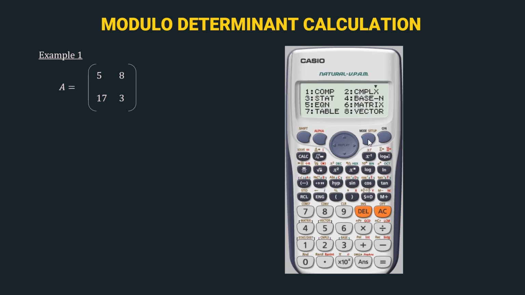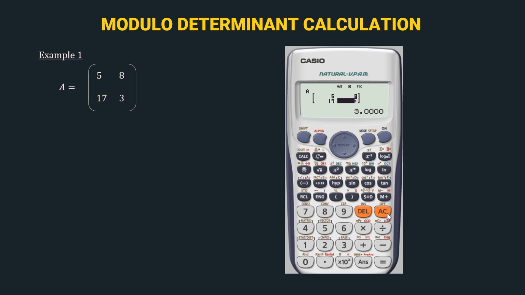We'll be using the matrix mode provided by the calculator, which is the 6th option. So we select the 6th option. And then we have three matrices, matrix A, B and C. Let's select the first one. Now we will select the dimension. Here we have a 2x2 matrix, so we will select the 5th option. And then we will input the numbers. So we have 5, 8, 17 and 3. Now we have our matrix ready. Now let's calculate the determinant.